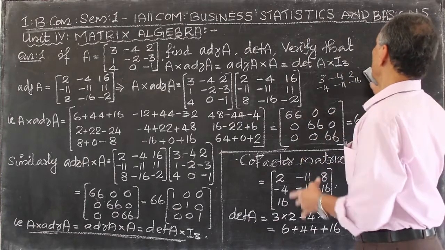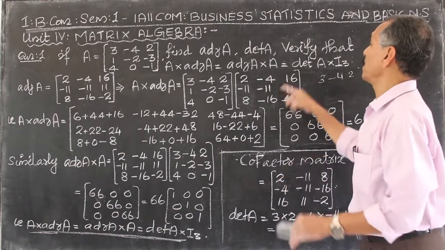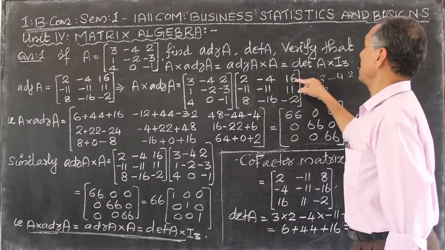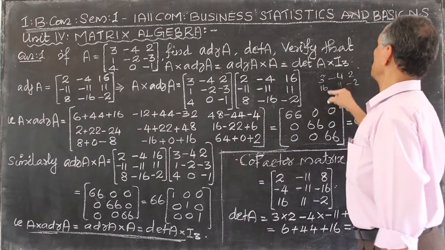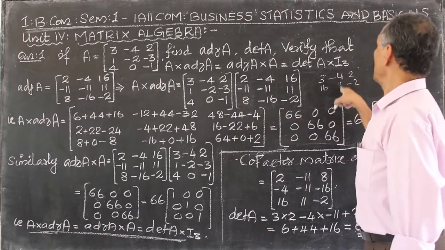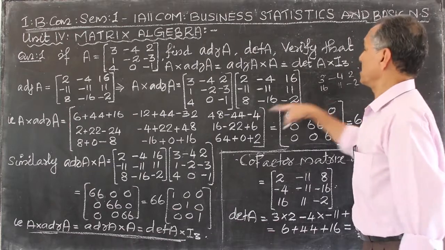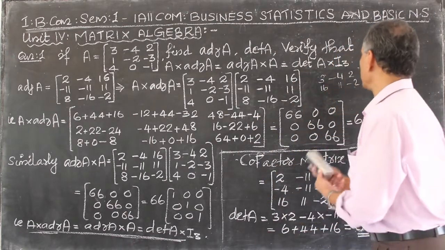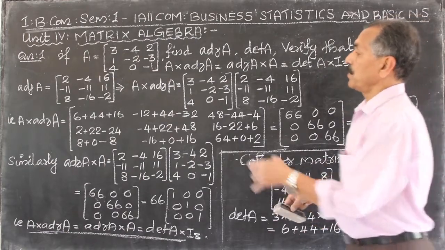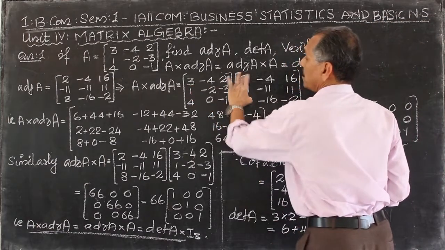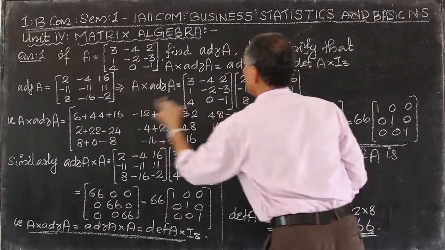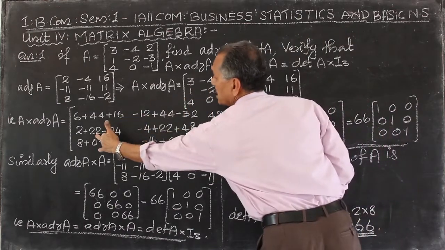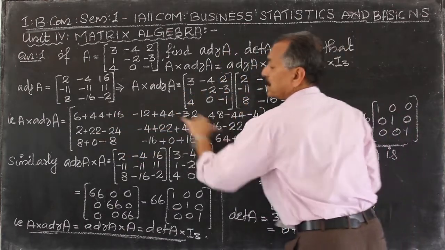Then first row into third column. What is first row into third column? The third column means 16, 11, minus 2. 16 into 3 is 48, minus 44 is minus 4. Then similarly multiply the second row into the first column. Second row into first column: 1 into 2, 2. Then minus 11 into minus 2. Then minus 3 into 8.